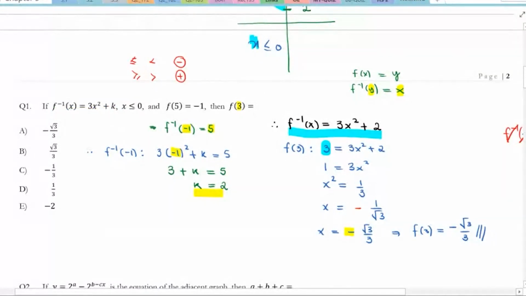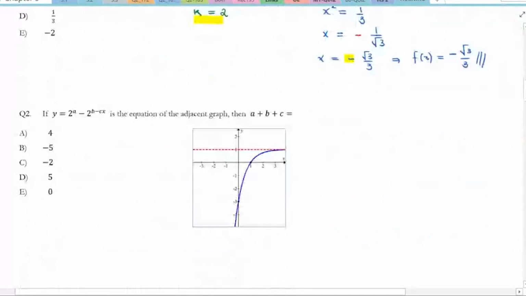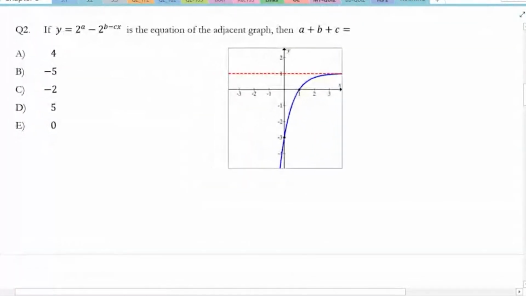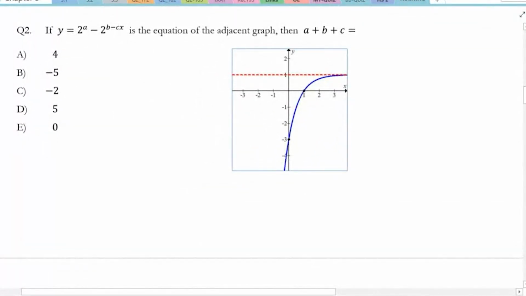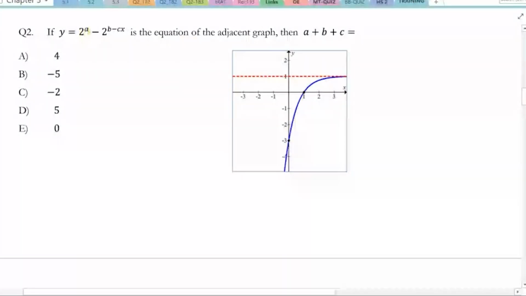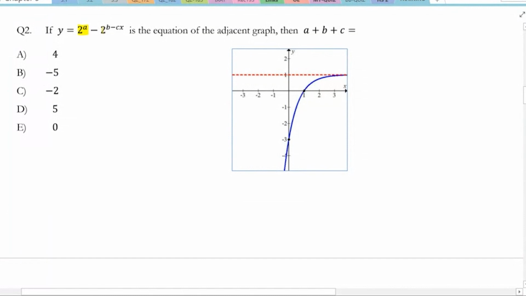All right, gentlemen, let us continue. Now, let us look at this beautiful question. Here, the question says if we have y equal to 2 to the power of a minus 2 to the power of b minus cx, is the equation of the adjacent graph, then A plus B plus C is equal to what?